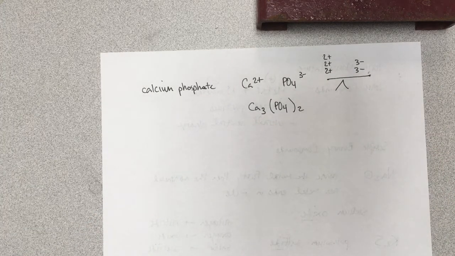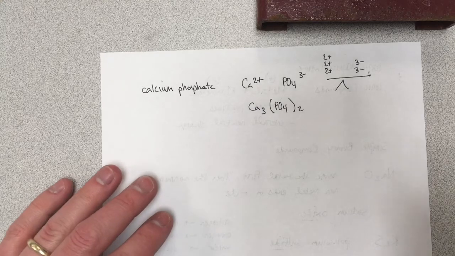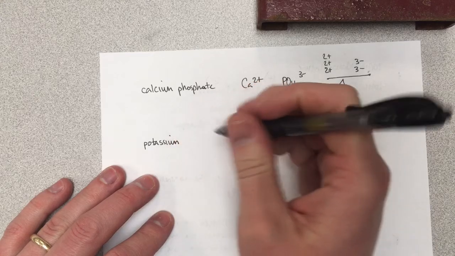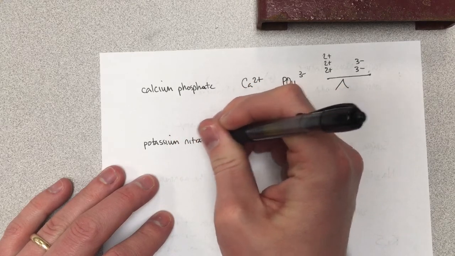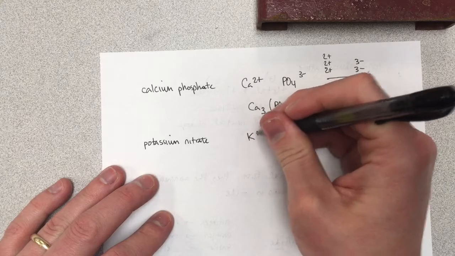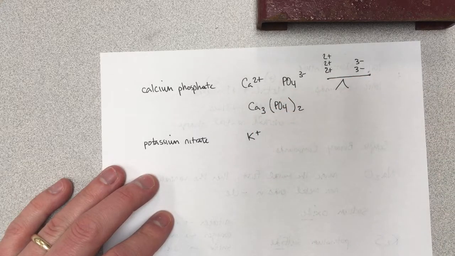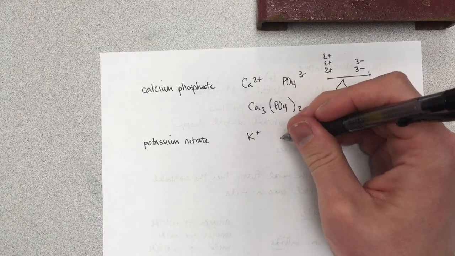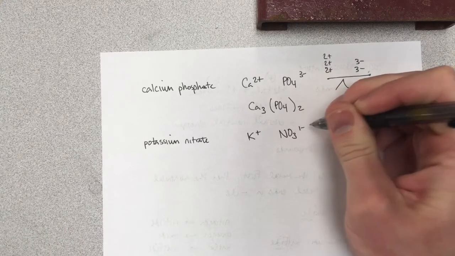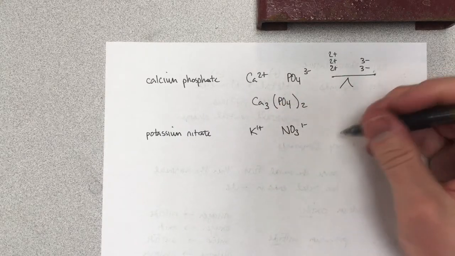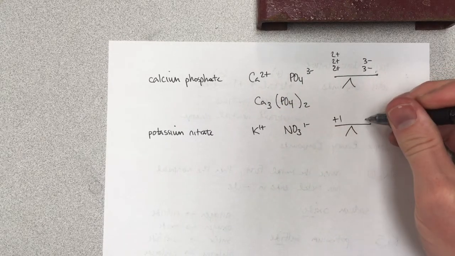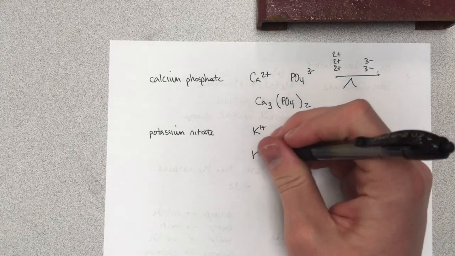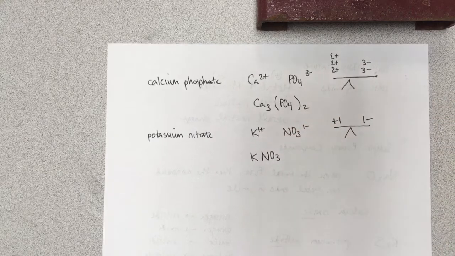We can do one more. Let's look at this. It'll be potassium nitrate. Okay, potassium is a K with a +1. Nitrate, when I find that on my list, it's NO3, and it has a 1-. So we have a 1+ and a 1-. That balances out in a 1-to-1 ratio, so the formula is just going to be KNO3.